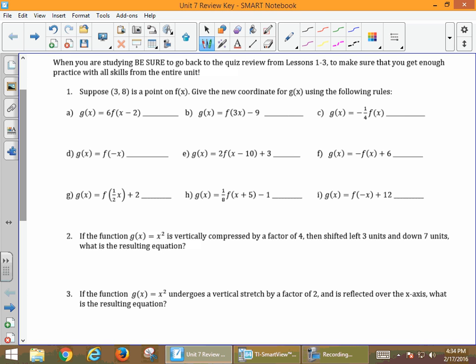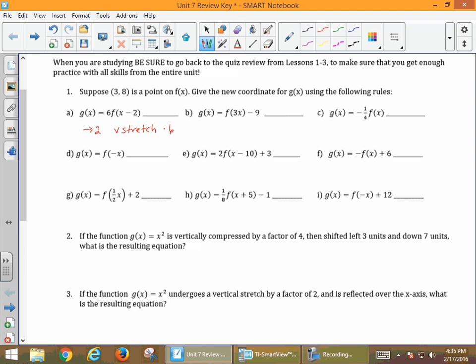So looking at A, I see x minus 2. So thinking opposite, I'm thinking it moves to the right 2. And the 6 that's on the outside of f(x) means that I'm going to have a vertical stretch by 6, so times 6. So as I think about what that equation is giving me, I'm going to add to my x value, and I'm going to multiply by 6 on my y.